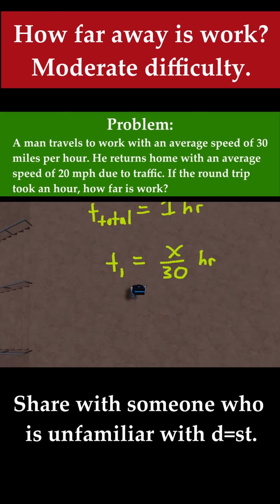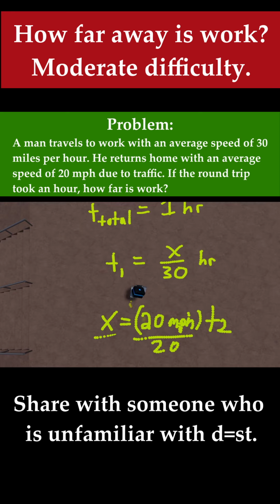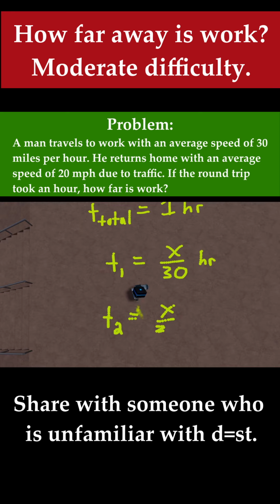The distance is once again x, and this time is equal to 20 miles per hour times t2. So this is divided by 20 now. And this time, we're going to get that t2 is equal to x over 20 hours. And now what can we do with t1 and t2? We know that the total time is 1 hour, so I can just add up t1 and t2 and set it equal to 1 hour, and that'll help us solve for x.